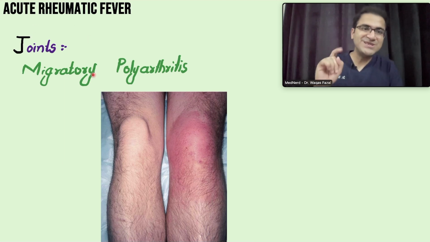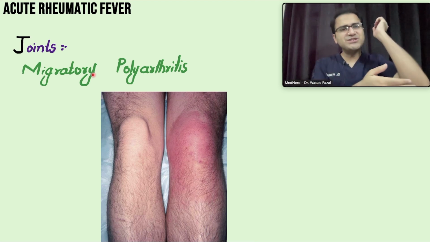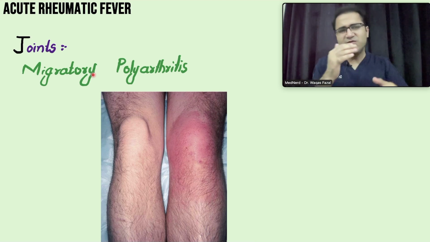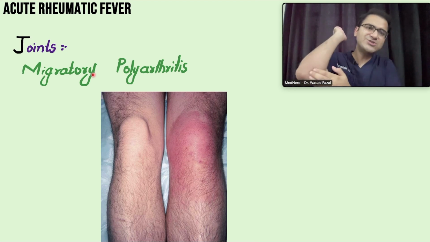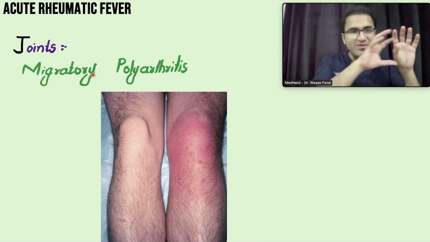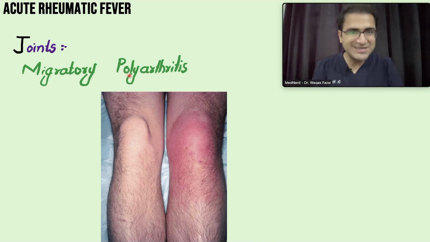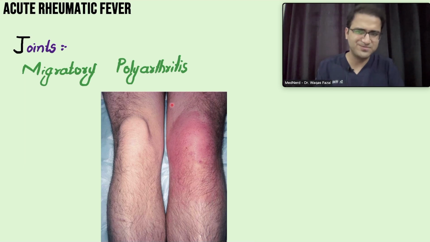Migratory arthritis means, as in our patient, these patients will develop inflammation and redness of one joint, and that will resolve by itself, and after a few days the patient will have inflammation of another joint. So it will be migrating from one joint to another joint. Therefore, it is called migratory polyarthritis. This is a classical hallmark of acute rheumatic fever.